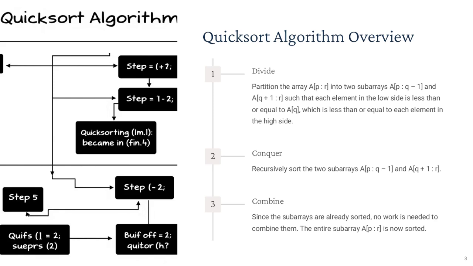During the conquer phase, Quicksort recursively applies the same logic to both subarrays, ensuring that each is sorted independently. Finally, the combine phase is implicit. Since the subarrays are already sorted, no additional work is required to merge them. This three-step process underpins Quicksort's efficiency and scalability, allowing it to handle arrays of varying sizes and characteristics effectively. Its recursive nature ensures that even complex datasets can be sorted with minimal computational overhead.